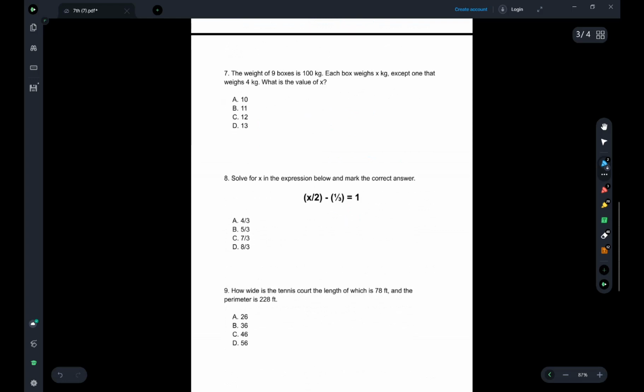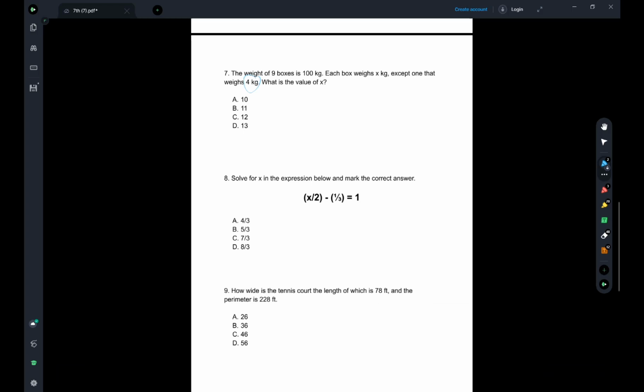Now for number 7, let's go on to number 7. The weight of 9 boxes is 100 kilograms. Each box weighs X kilograms, except one that weighs 4 kilograms. What is the value of X? Each box weighs X kilograms, and one box weighs 4 kilograms.